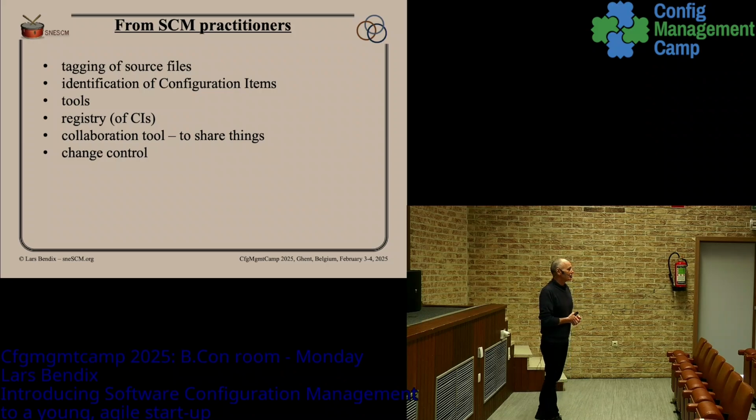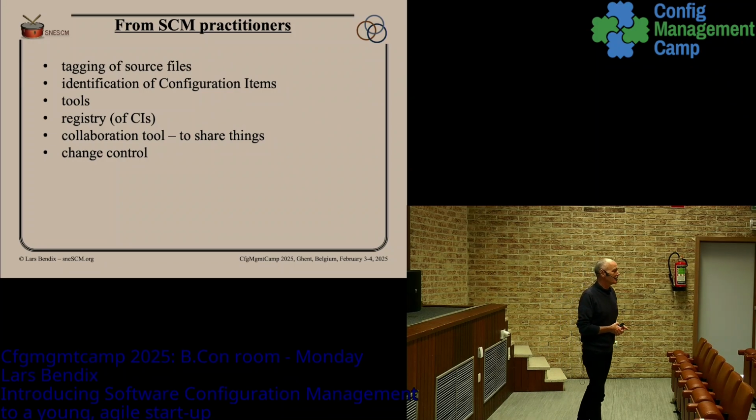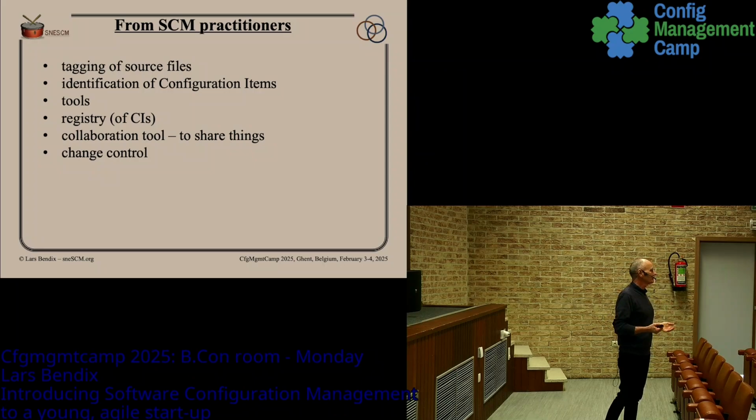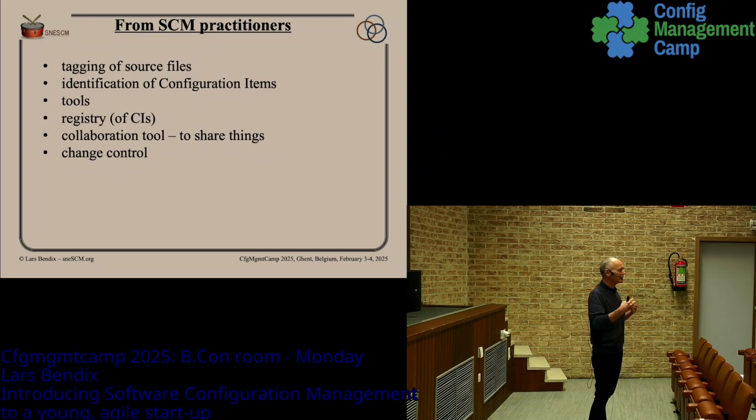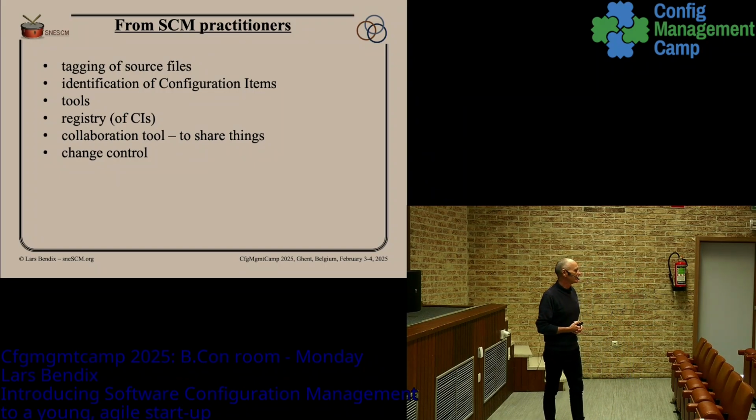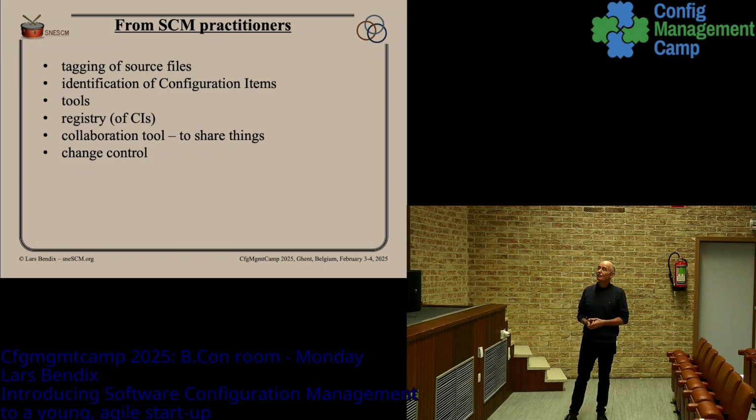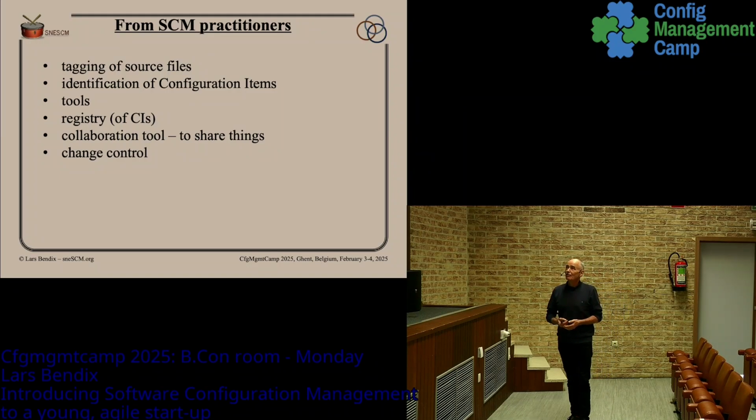I also took this to my network of people passionate about software configuration management, and I asked them, what would be the first step? What would be the first thing that we should teach this young Agile startup? And they said things like tagging of source files, identification of configuration items, tools, registry of configuration items, collaboration tools, change control, stuff like that.